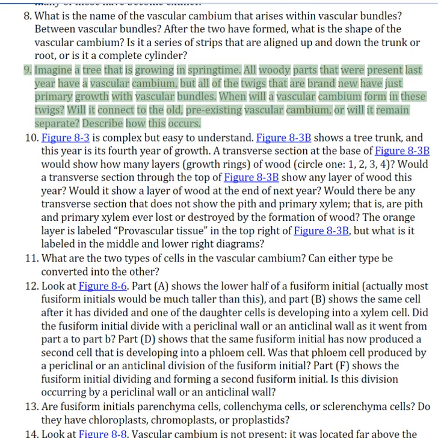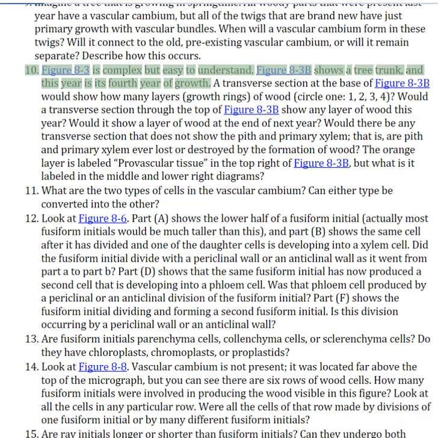9. Imagine a tree that is growing in springtime. All woody parts that were present last year have a vascular cambium, but all of the twigs that are brand new have just primary growth with vascular bundles. When will a vascular cambium form in these twigs? Will it connect to the old, pre-existing vascular cambium, or will it remain separate? Describe how this occurs.